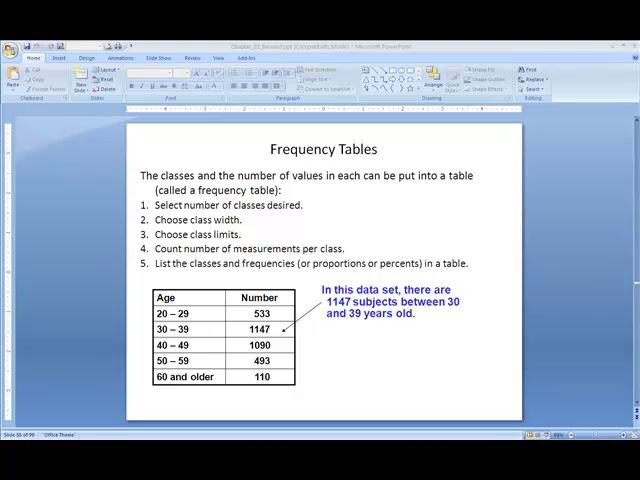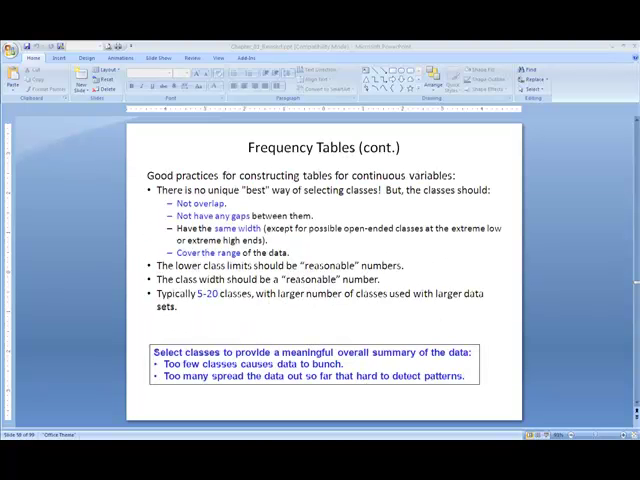And from the frequency table, we can do a relative frequency table, and once we have that, we can then start making our histogram. Before we move into making histograms, let's look at this frequency table, and let's look at good practices for constructing the table. There's no unique or best way to select classes, but there should be no overlap. A piece of data can only go into one class, so we can't have any overlaps, nor can we have any gaps. You don't want your data not to have a place to go, so we've got to make sure that there are no overlaps, no gaps.